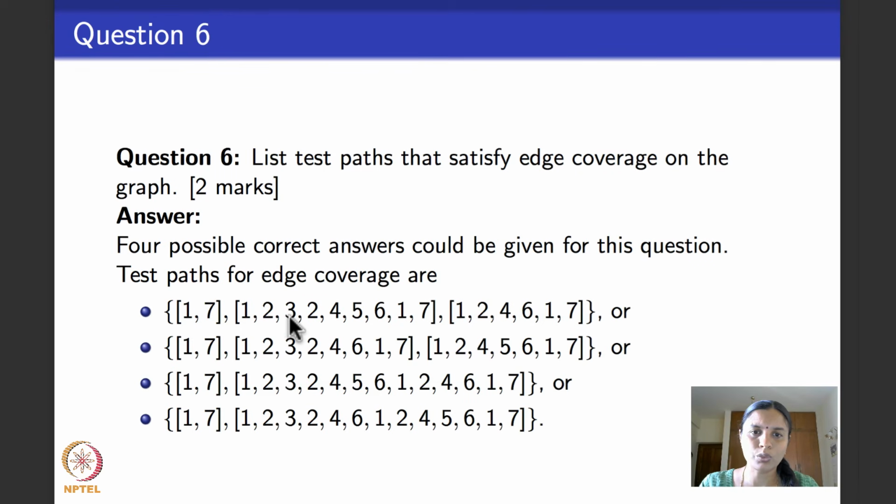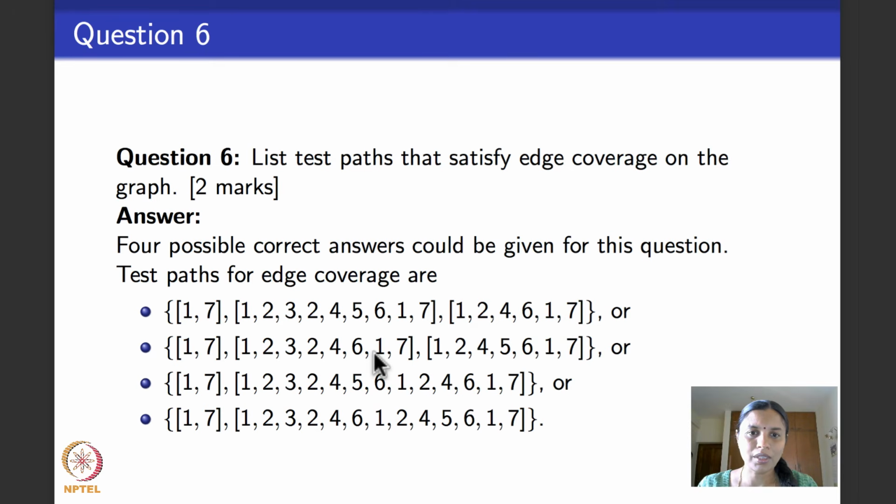So it says 1, 2, 3, 2. Use the edge 4, 5, 6. Go back to 1 and then to 7. Finish. And then you begin at 1. Go to 2. Use the edge 4 to 6, the direct edge. Do 1 and 7 again.